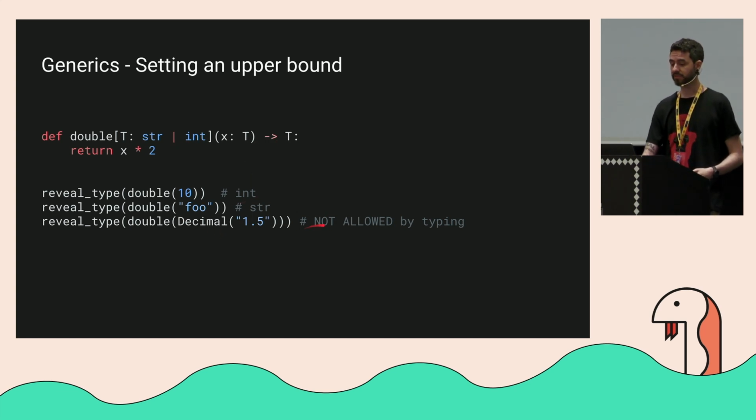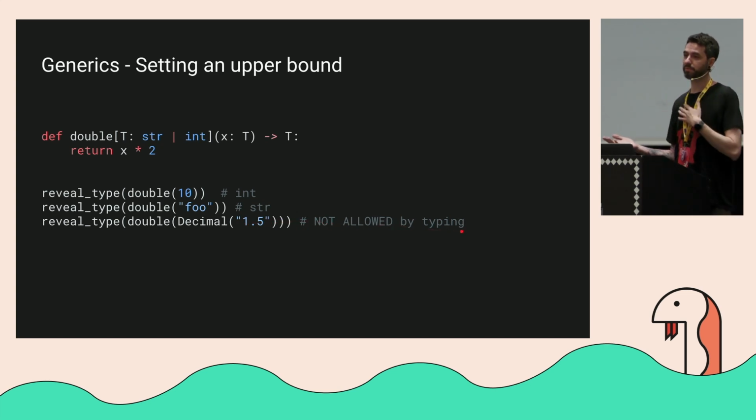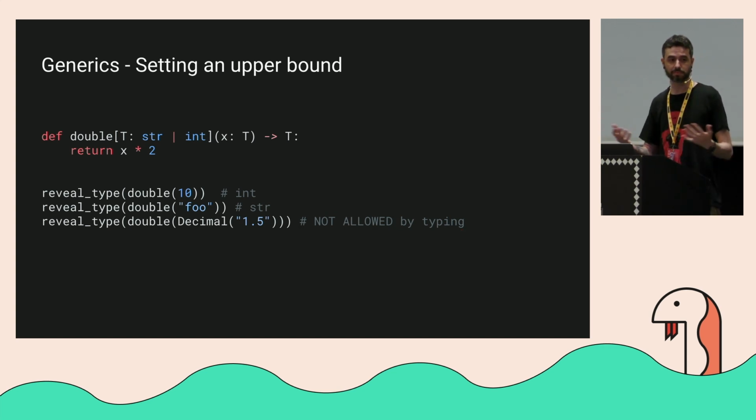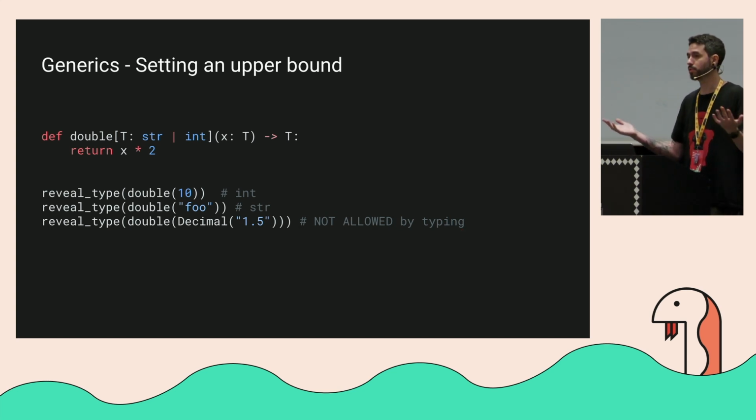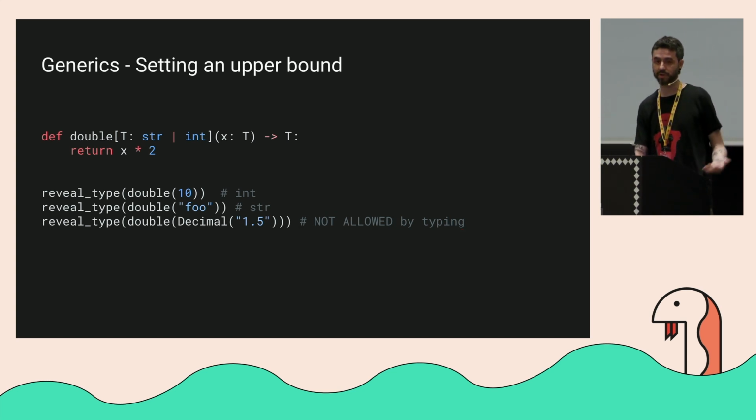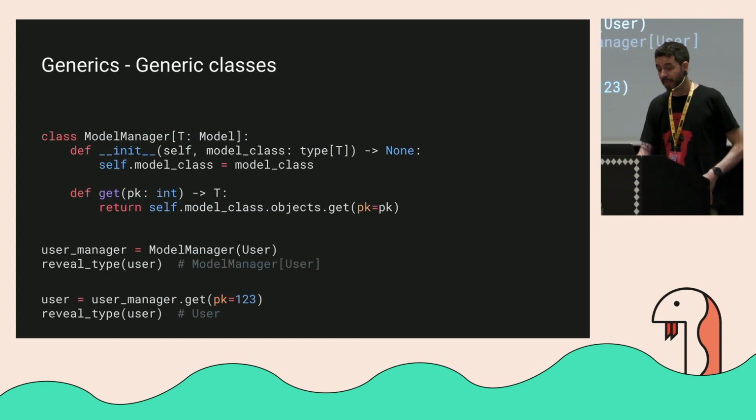But now, because of the upper boundary, if you try to use a decimal, for example, the typing will not allow it. This is not a runtime issue, but the typing. For some reason, maybe you don't want to have decimal. It's fine, it's your program.